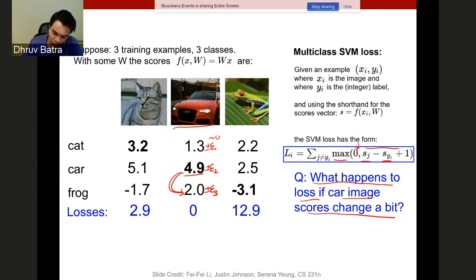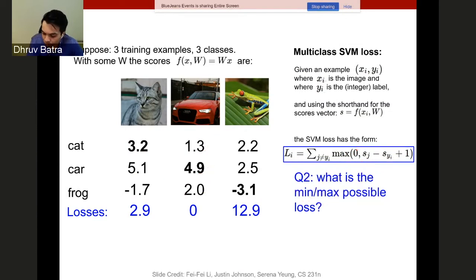The same actually cannot be said for the other images. You will actually perturb it by epsilon in these cases, or epsilon 1 minus epsilon 2, depending on how exactly you're writing it. What is the min/max possible loss value?